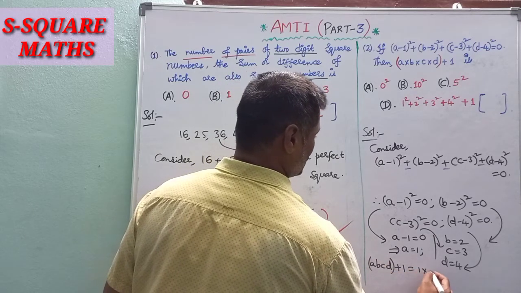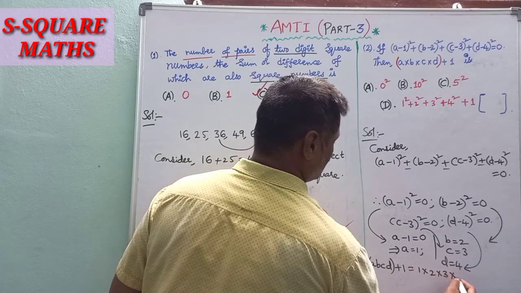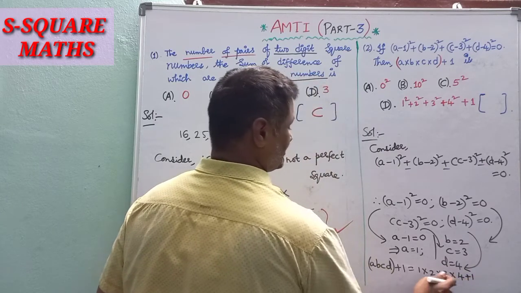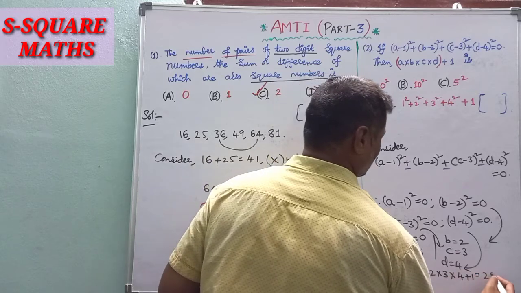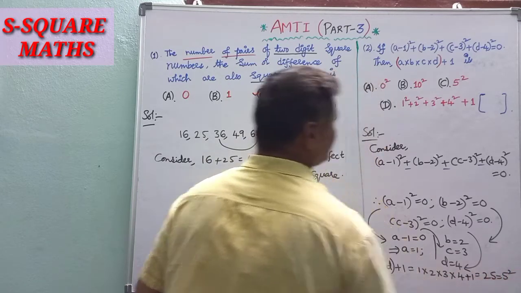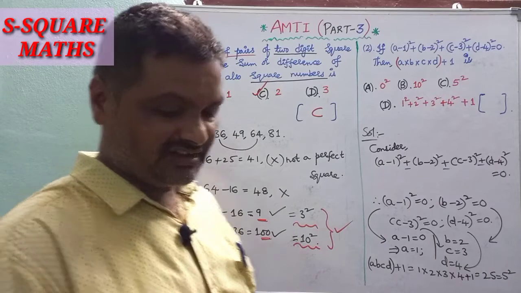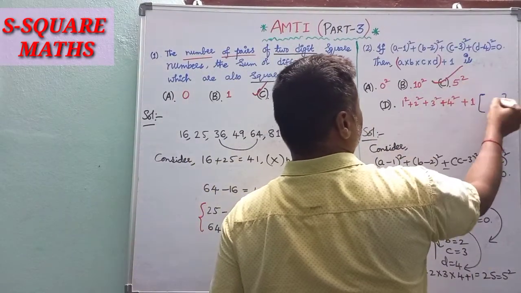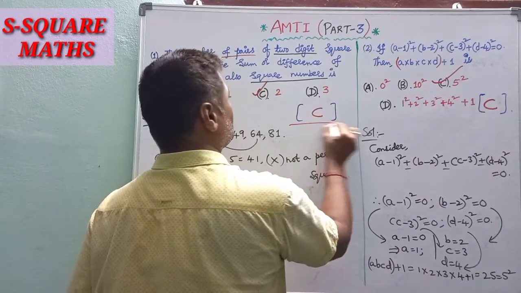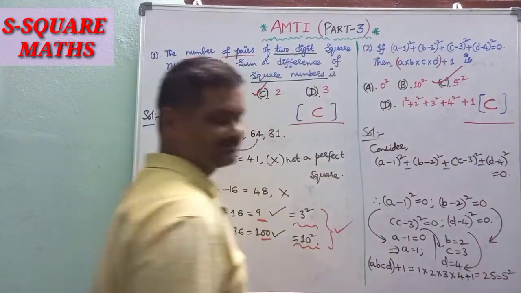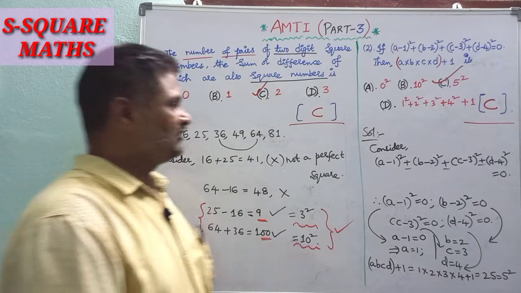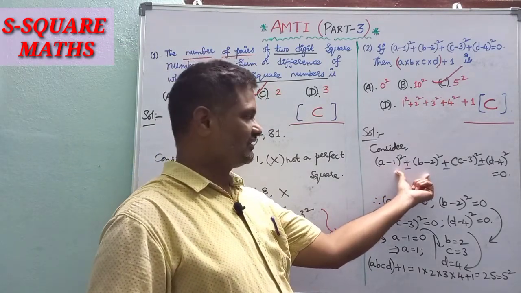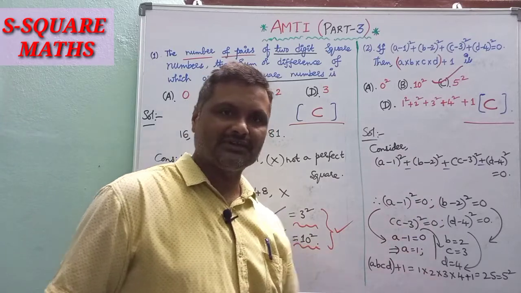Here it is, 1 into 2 into 3 into 4 plus 1. 4 threes are 12, 24, plus 1, 25. 25 is nothing but 5 square here. According to our options here it is again our C option. So here both are C option. Okay. So this is the point here: if the sum of square terms is 0, then the individual terms are 0. According to that we have continued.